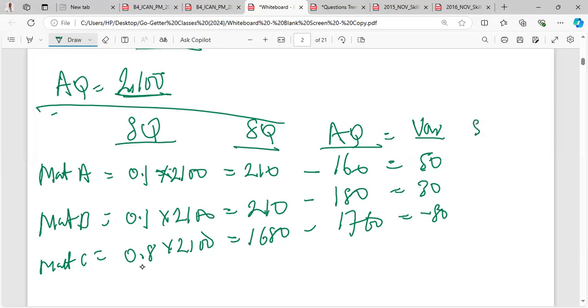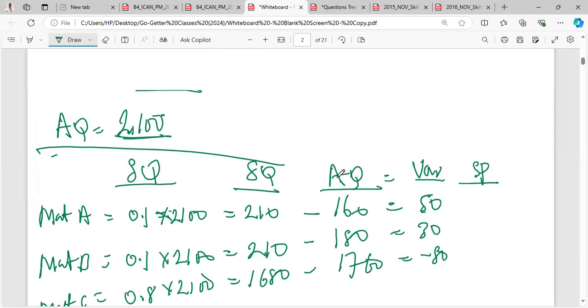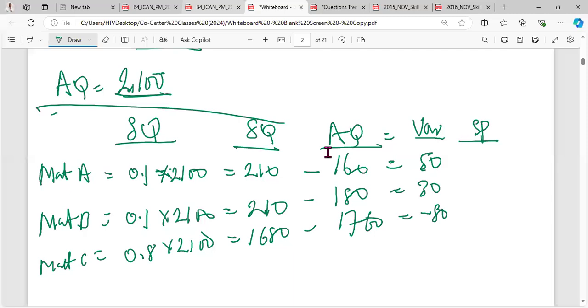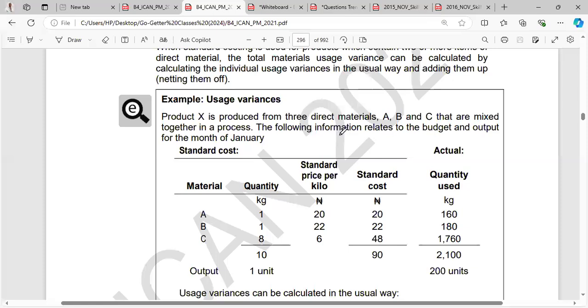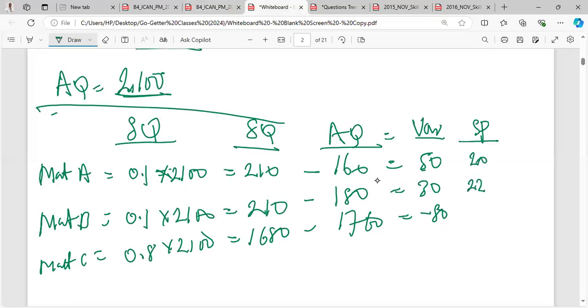What's the standard price? In the question, the standard price happened to be 20, 22, and 6. So you'll be multiplying. So this is your variance. This is where we now have the favorable and the adverse.